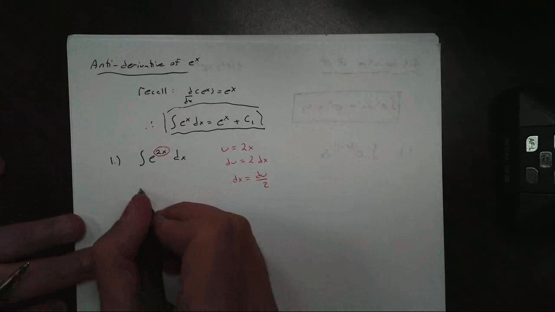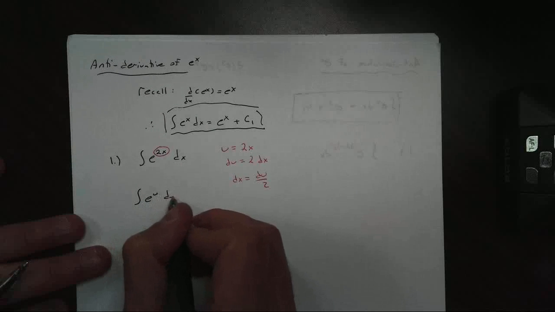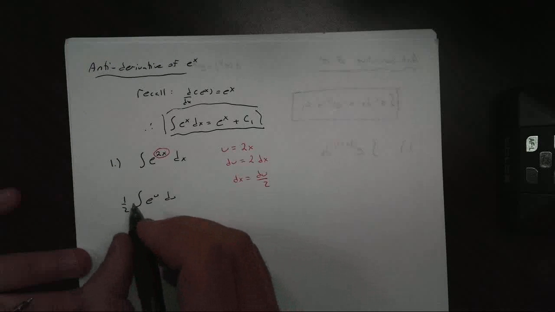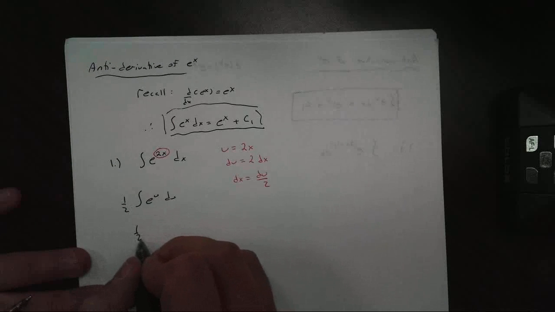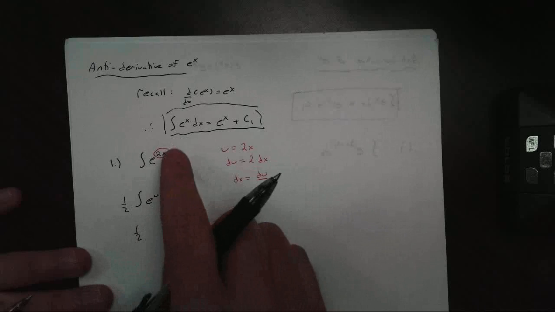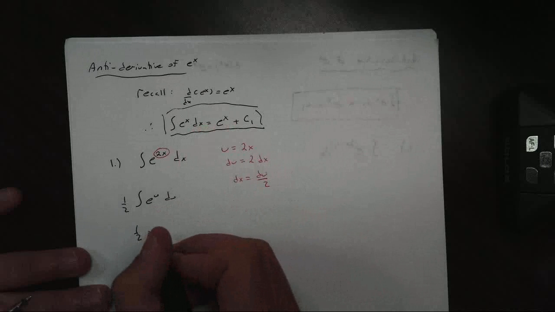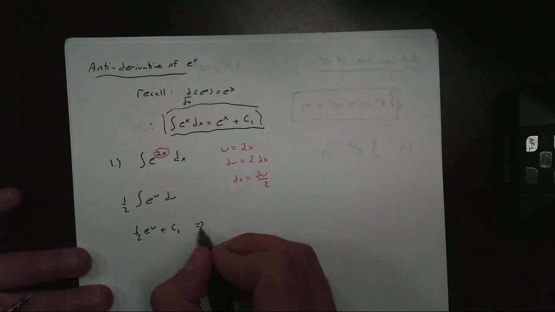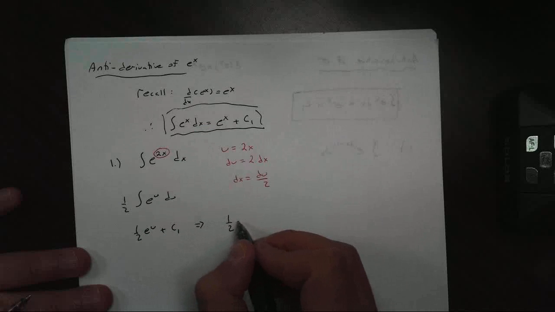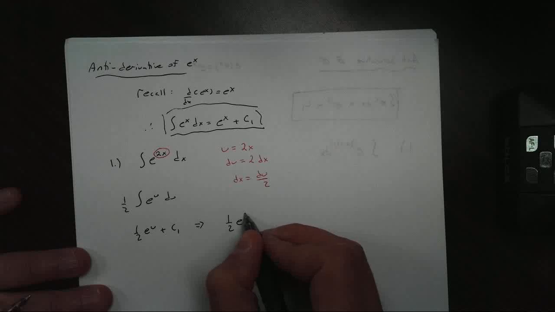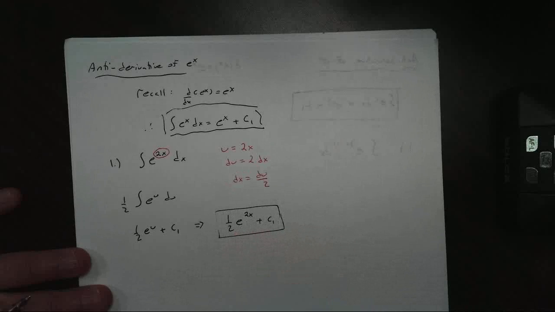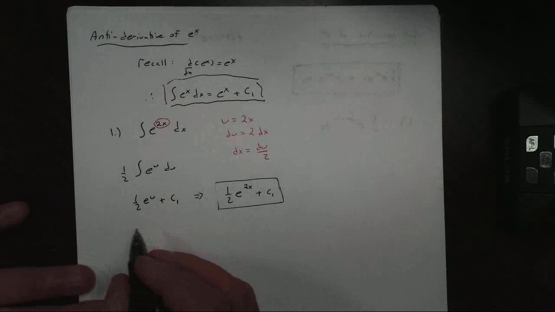If I rewrite that, we're going to get e to the u du, and I'm going to take out the 1/2. Now when we take the antiderivative, very easy. The antiderivative of e to the u, according to our new rule, is e to the u plus c1. And we get a final answer: 1/2 e, replace your u back in, 2x plus c1. And there's your antiderivative right there. Very easy to work with.